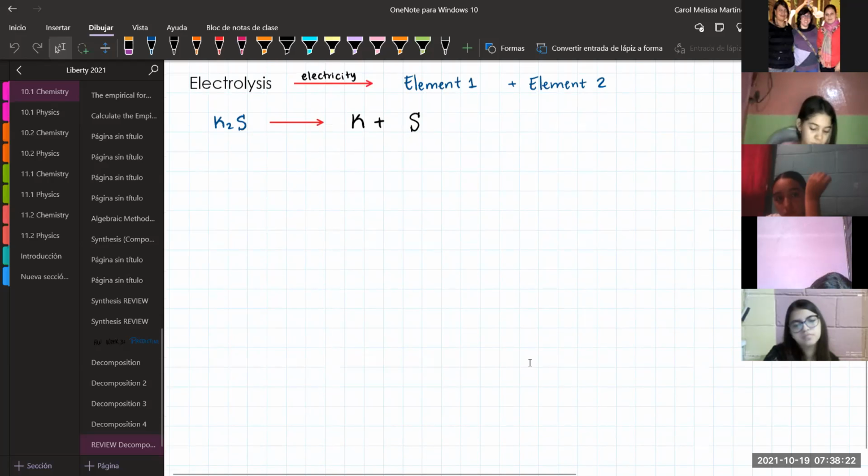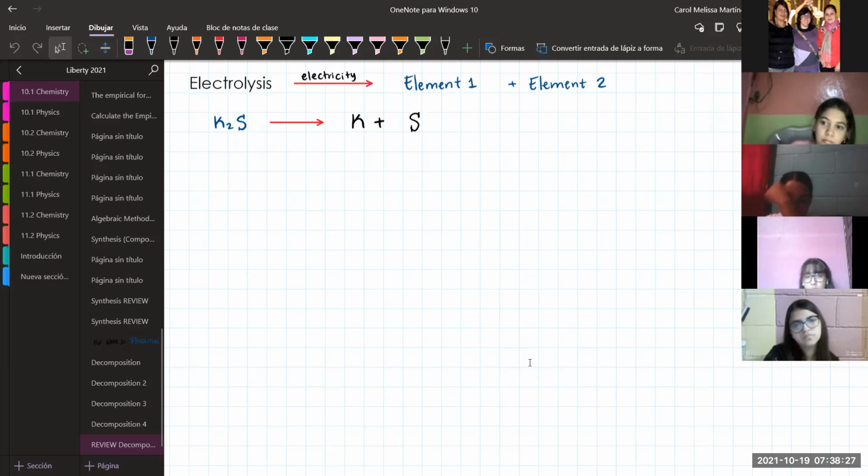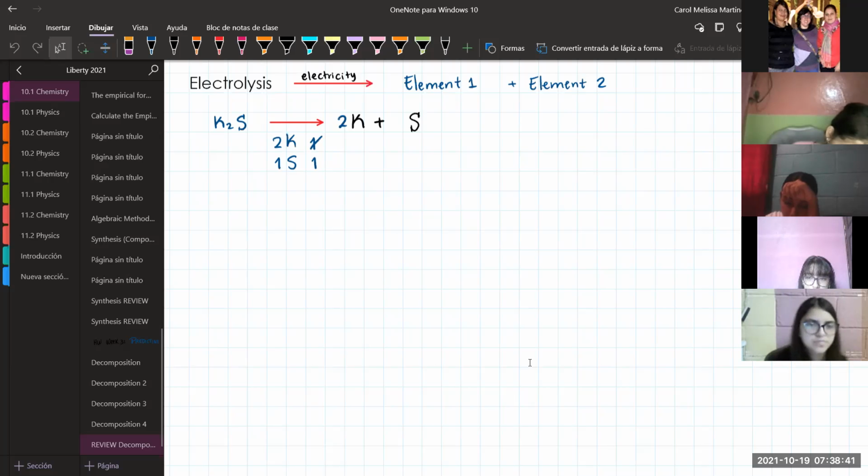So this is going to be the product, as simple as that, and all you do after is balancing. Metals first, and then the non-metals. So all I have to do is place 2 in front of K, and then my potassium is balanced. Remember, if you put 2 here, it's going to be incorrect, no matter if you know how to separate the compound. Let's try another example.